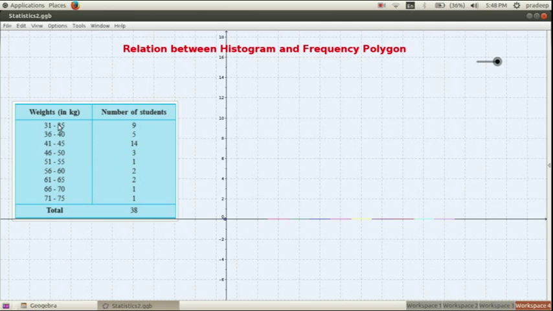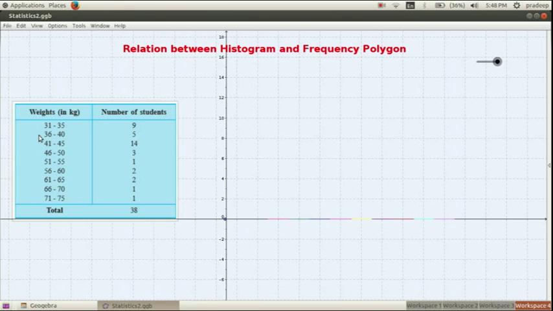That is, the first interval ends in 35 and the second interval starts with 36. There is a gap between this 35 and 36. The gap is equal to 36 minus 35, that's equal to 1. Therefore, for making this into a continuous form, we have to bridge this gap between these two numbers.